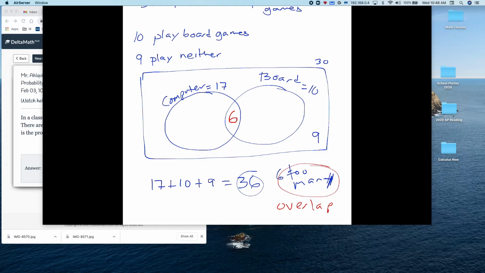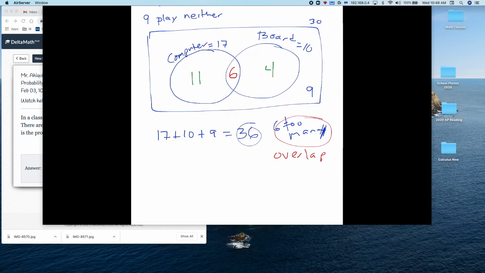Well, if there's 6 students right there, then there must be 11 students that just play computer games, and that must mean there are 4 students that just play board games. Now, the 11 students plus the 6 students makes 17 for computer, plus the 4 extra, that's the 10 board games, the 6 and the 4, plus the 9, and that gets us to the 30. So that's what our Venn diagram needs to look like.